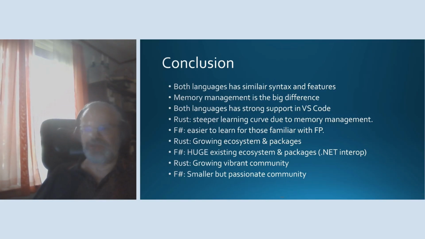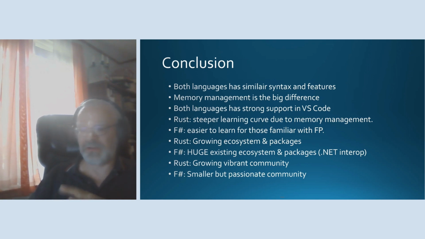So what we have seen is that both languages have similar syntax and features. What differs is the memory management. That's the big thing. If we look at tooling, both languages have strong support in VS Code and other editors as well. Rust, I would say, has a steeper learning curve due to the memory management. That takes a while to wrap your head around. And thus, F# is a bit easier to learn, especially if you're familiar with functional programming.